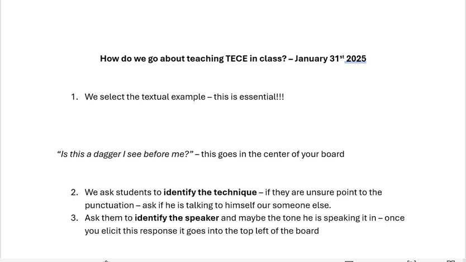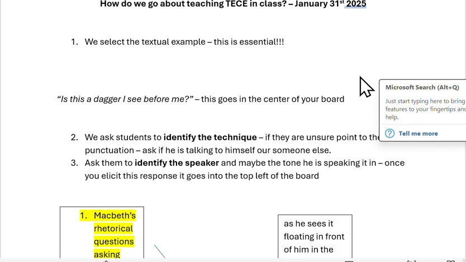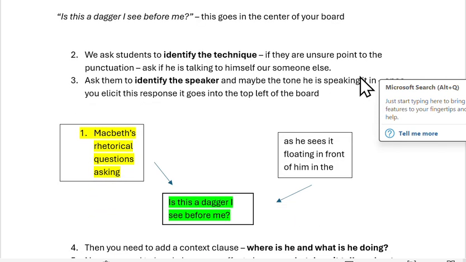And now we identify who's talking. So the two things we want is who's talking and what language technique are they using. So we identify the speaker. And they say, okay, who's saying this? They go, Macbeth. Right? So we end up on the board with something like this. Macbeth, rhetorical question, asking. So we've got the list of that from the students. We've got, is this a dagger I see before me, as the textual example?